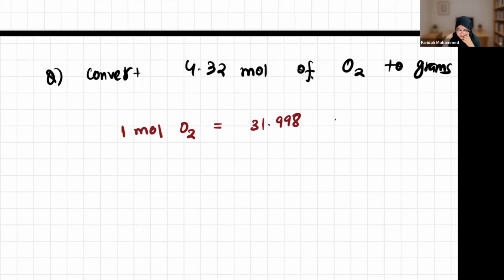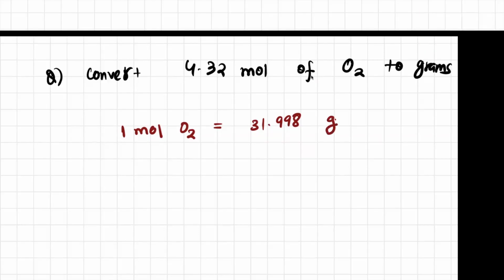Again, unit and identity. What's the unit of this 31.998? Grams per mole. Grams per mole, but because we already write down here 1 mole, which is per mole, you don't have to write the per mole anymore. So grams and the identity? Oxygen. Okay.